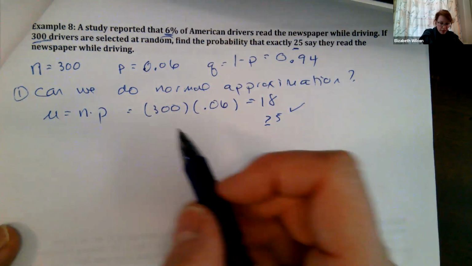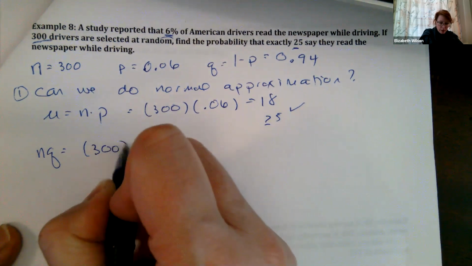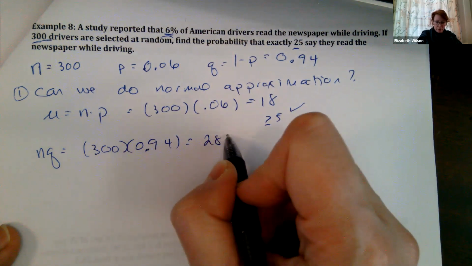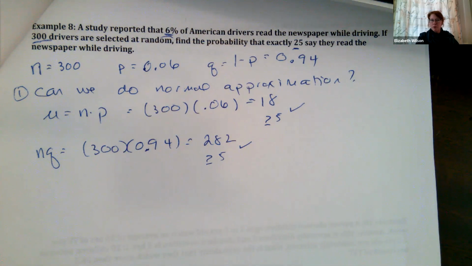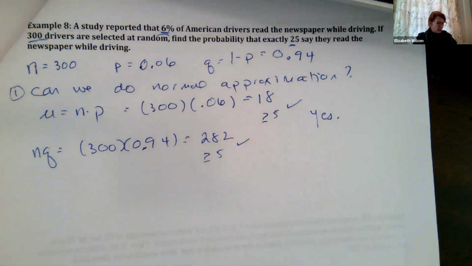Let's also check for n times q. N times q, 300 times 0.94, which is equal to 282, which is also greater than or equal to 5. Okay, so it satisfies our requirements for being able to do a continuity correction. So we can do that.